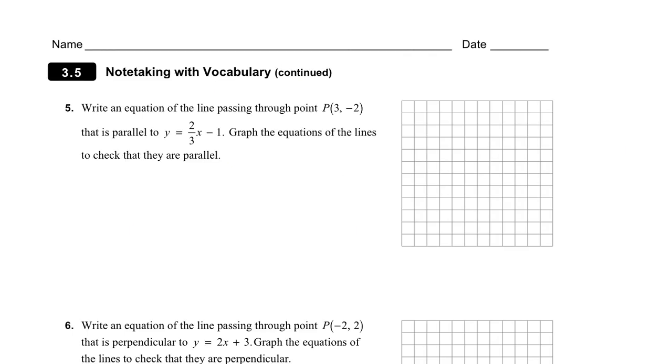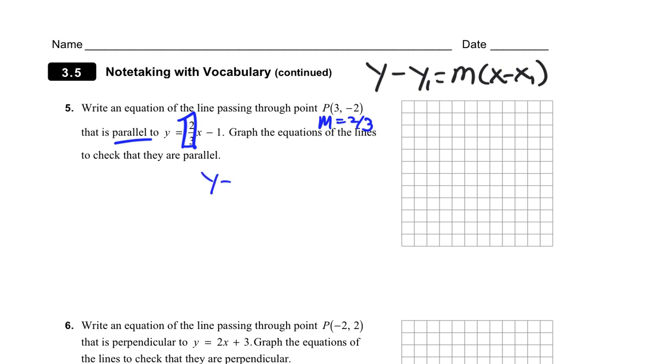Write an equation of a line passing through the point that is parallel. So I'm not going to graph, I'm just going to write it. So this is really quick. This is our point slope form. So y minus y1 equals your slope times x minus x1. Review from algebra 1. And parallel means we want the same slope. So if I'm using 2/3 as my slope, I want to use a slope of 2/3 with that point. So I'm going to say y minus my y value, which is -2, equals my slope, which is 2/3, times x minus my x value, which is 3. And let's do some algebra.